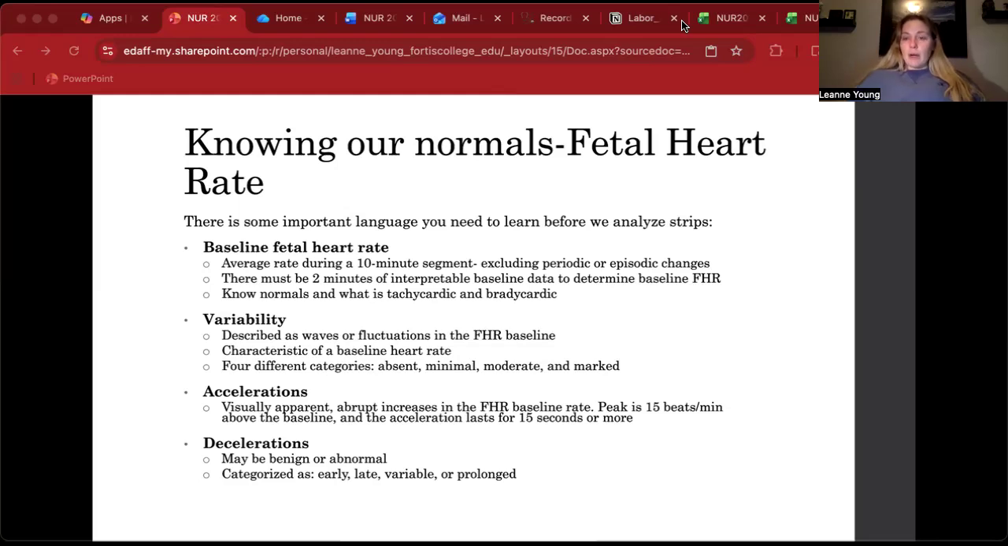Decelerations. So this is the part of the fetal heart rate that you are going to have to identify on an exam. So you'll see a decel, and I'll ask, what causes this? What are our interventions? What do we do about this deceleration? Decelerations may be benign, so some are okay and we expect to see them, or some are abnormal and they need interventions. They are categorized as earlies, lates, variables, or prolonged. Okay, so let's take a look at all of this.